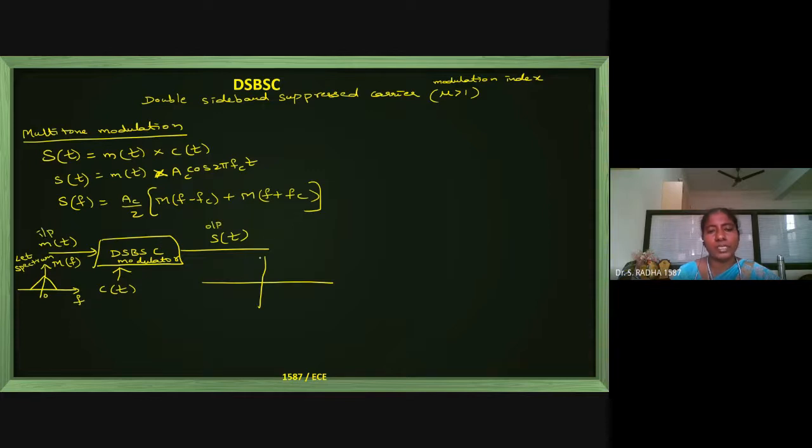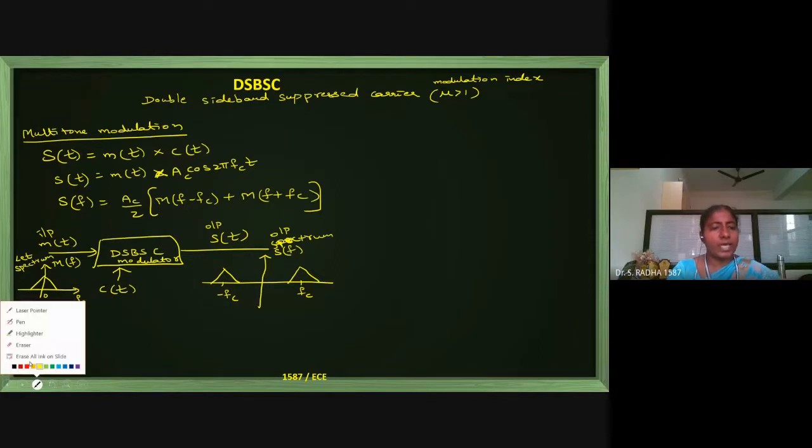In the output, the spectrum will be the triangle shifted left and right, at plus Fc and minus Fc. Carrier components will not be present. This is the spectrum of the output. Here we don't have the carrier components, the pillars at plus Fc and minus Fc. That is called suppressed carrier.